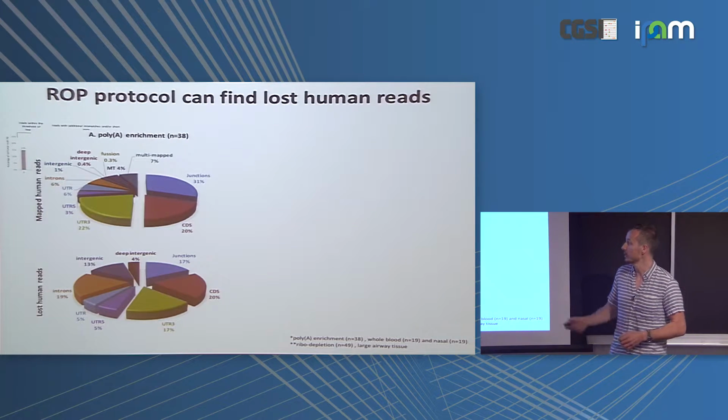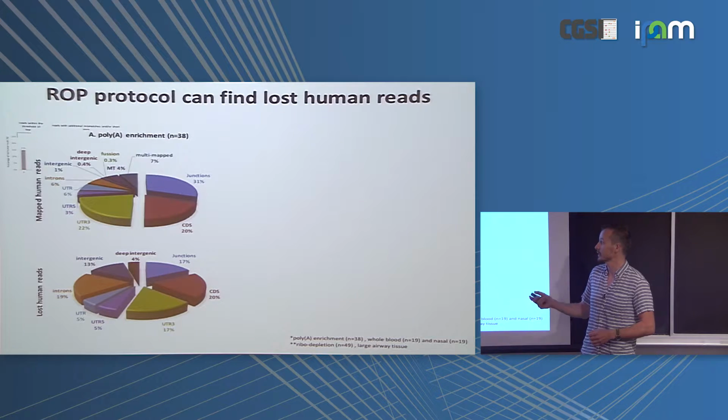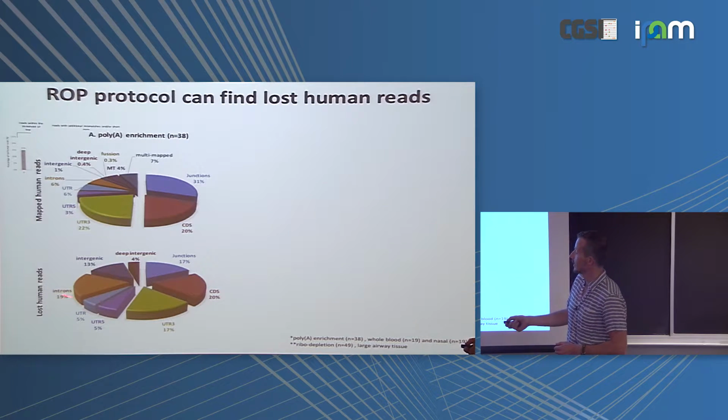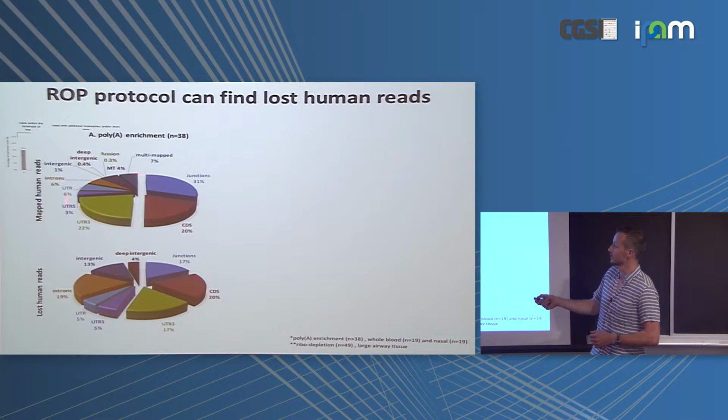So what we did, we took the mapped human reads and we classified those into the genomic categories, and that was poly-A selection data, where the majority of the reads are coming from the coding regions. Then we also looked at the lost human reads, and we categorized those into the genomic categories. You can see the profiles are quite similar with some exceptions. For example, the fraction of the introns is much larger than the fraction of the introns in the mapped human reads.